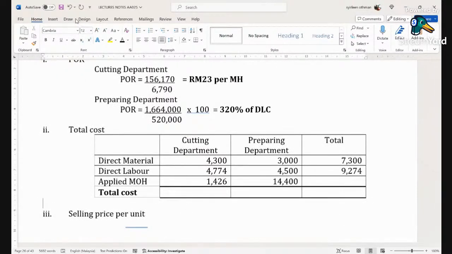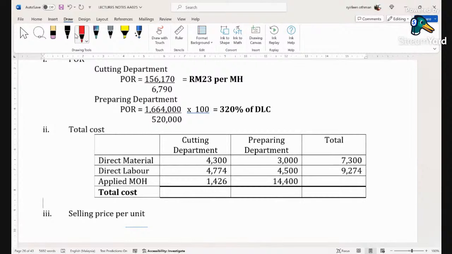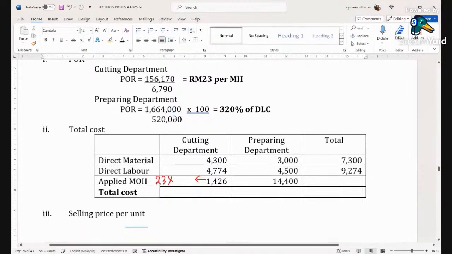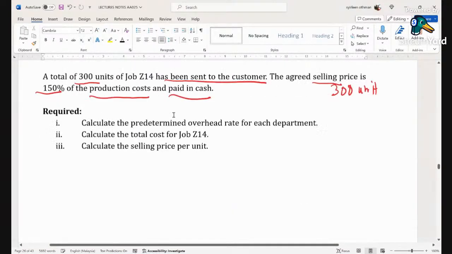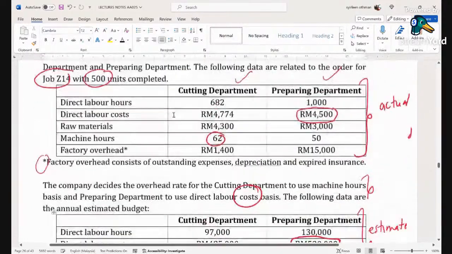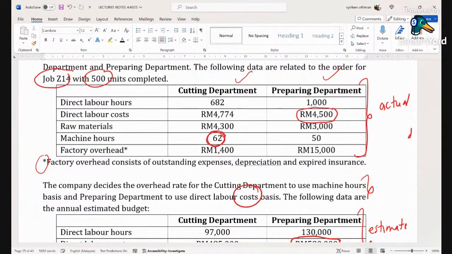Okay, how do I get this number? Ini ialah 23 machine hours kan? Okay, so machine hours saya tengok balik dekat soalan tadi. Okay, tengok actual data. Alright, di cutting department. So machine hours dia ialah 62.